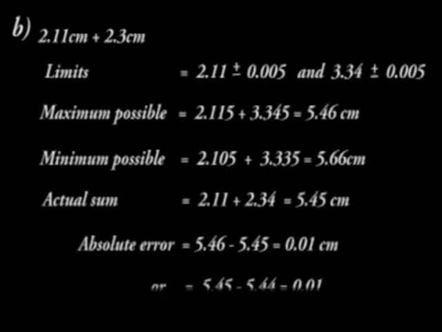For B, the limits are found just as A, maximum equally, minimum the same, and we find the error as 5.46 minus 5.45, which is 0.01, or 5.45 minus 5.44, which is also 0.01 centimeters. The absolute error in the sum is equal to the sum of the absolute errors in each measurement.